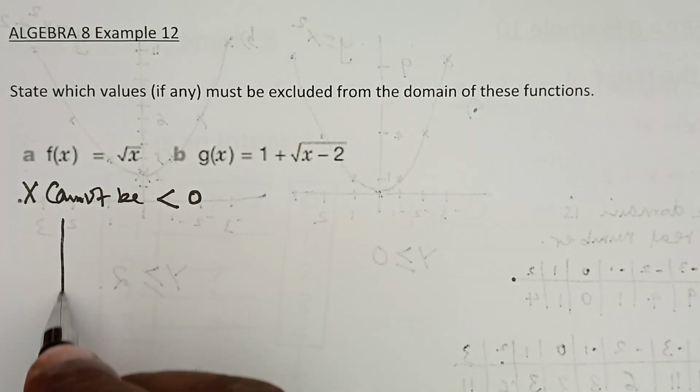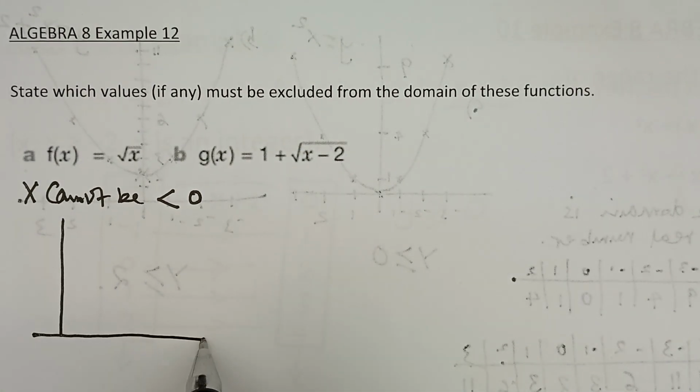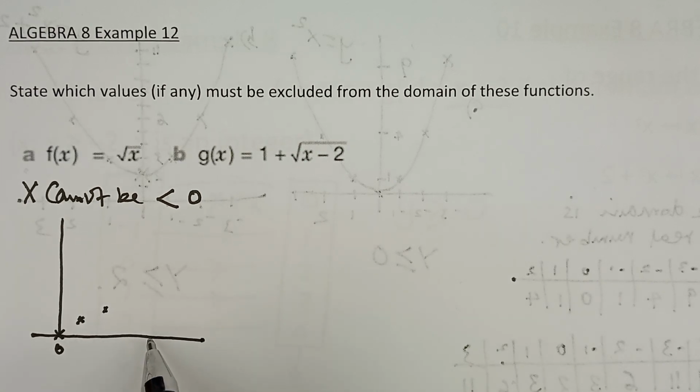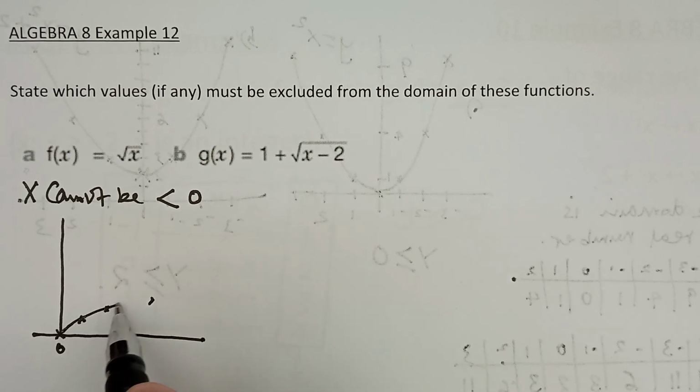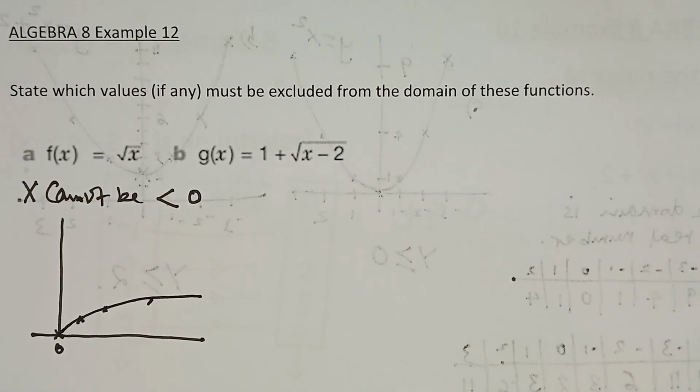For example, we may have a graph that looks like this. When x is 0, the root of 0 is 0. When x is 1, the root of 1 is 1. When x is 2, the root of 2 is known. When x is 4, the root of 4 is 2. And you're going to have a graph that looks like that.